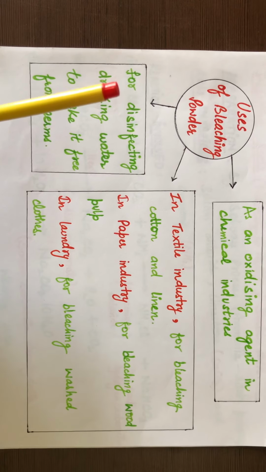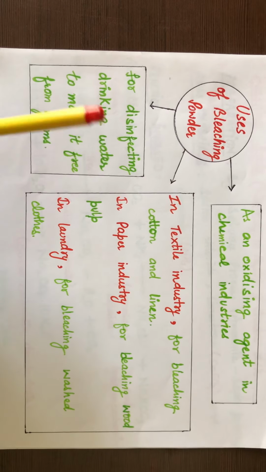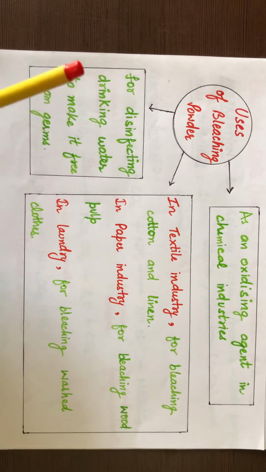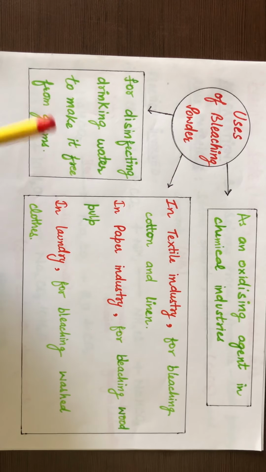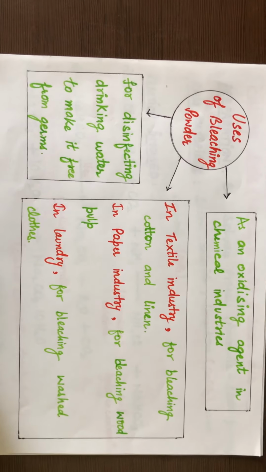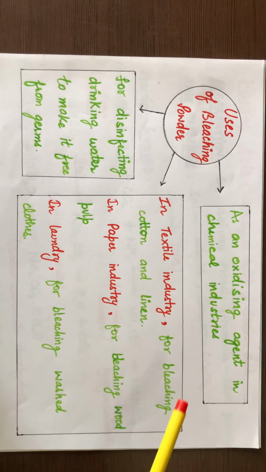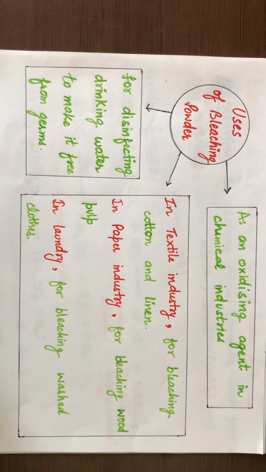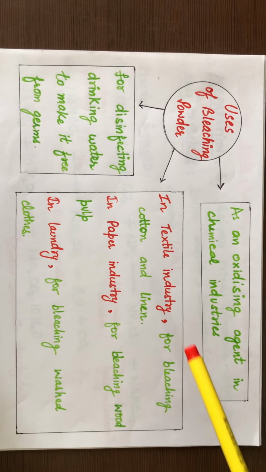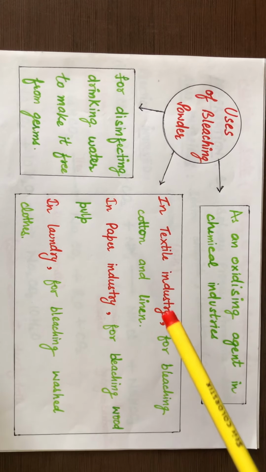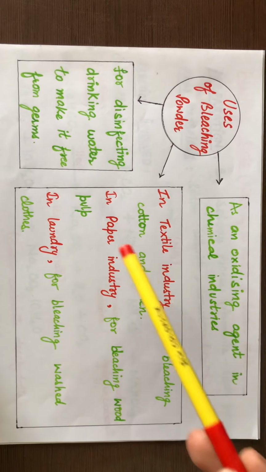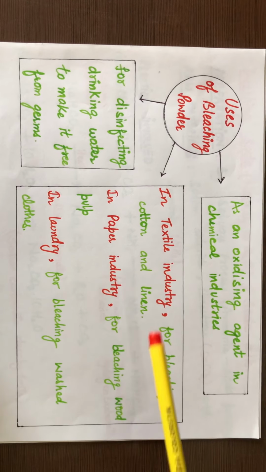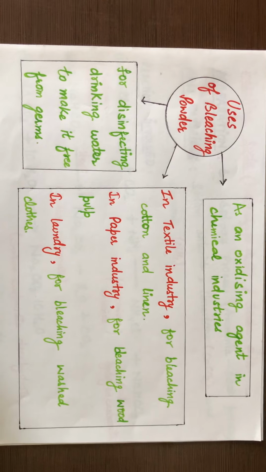And due to the presence of 35 to 38% of chlorine, it is also used as a disinfectant for drinking water, so that it can be free from germs. And it is also used in many industries like textile, paper and in laundry. In the textile industry, it is used for the bleaching of cotton and linen clothes. In the paper industry, it is used for bleaching wood pulp.